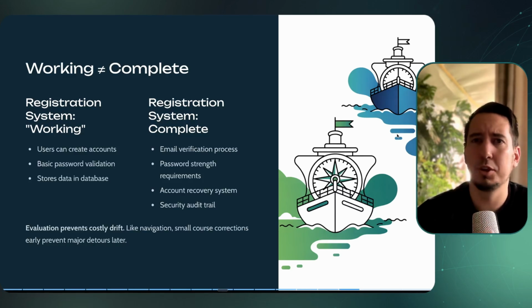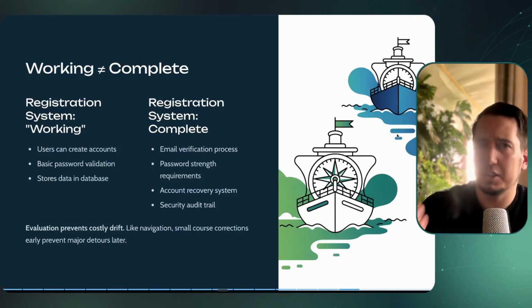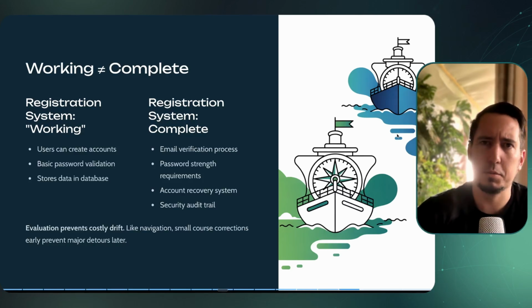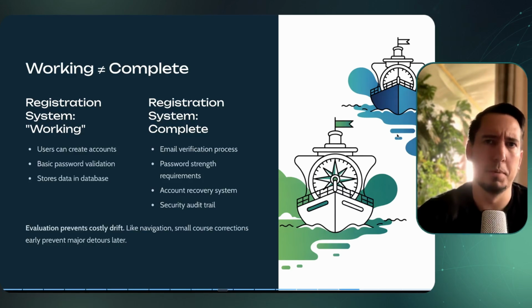For example, you can ask for an authentication system where the user can create accounts, there's basic password validation, and it stores everything in the database. But a complete system sends an email to you when you sign up, has password strength requirements, has account recovery systems, and has security audit trails, storing everything in the database as we stated before. So don't get confused between it's working and it's complete. Try to evaluate your outputs regularly just to see how it's performing. Think of this like navigation on a boat. The quicker and earlier you do it, the less likely you're going to have a ship that's steering in the wrong direction. Evaluate early and then adjust accordingly.